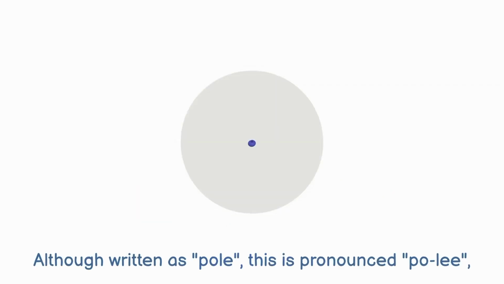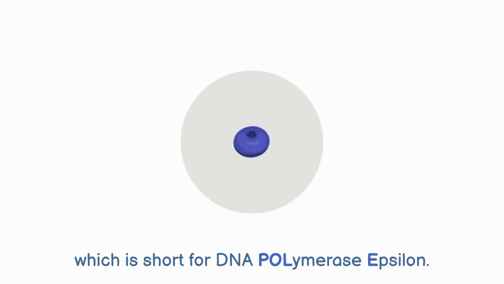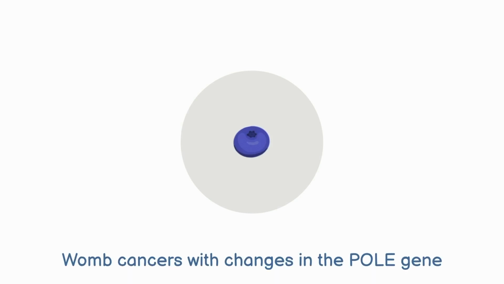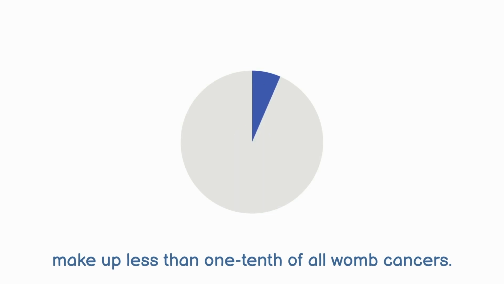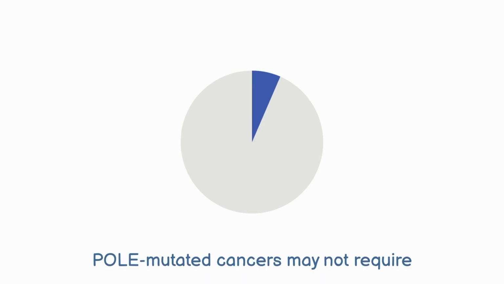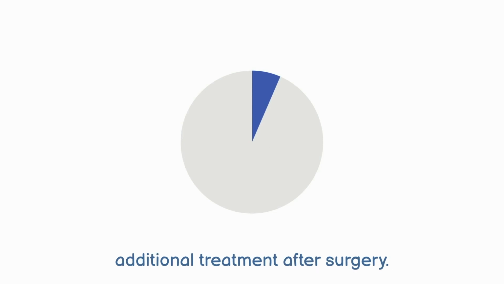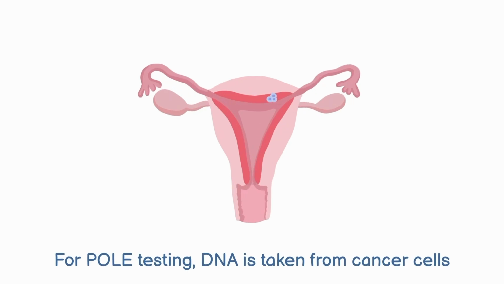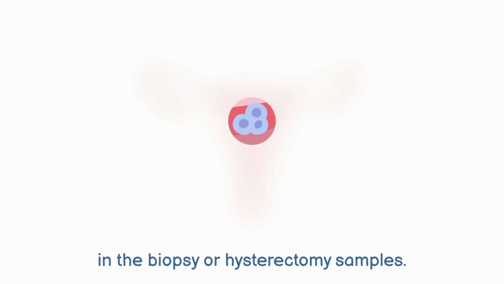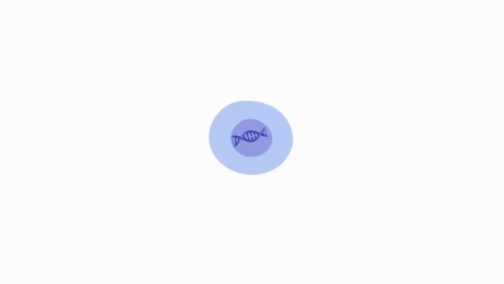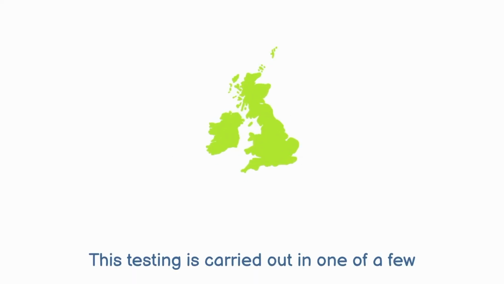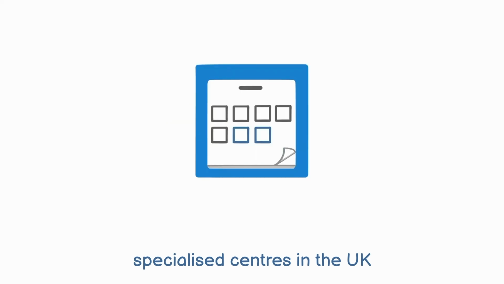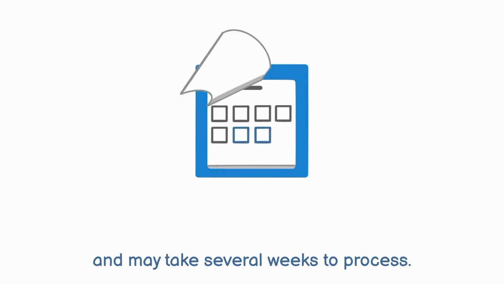POLE. Although written as POLE, this is pronounced POLE, which is short for DNA polymerase epsilon. Womb cancers with changes in the POLE gene make up less than 1/10 of all womb cancers. POLE-mutated cancers may not require additional treatment after surgery. For POLE testing, DNA is taken from cancer cells in the biopsy or hysterectomy samples. This testing is carried out in one of a few specialised centres in the UK and may take several weeks to process.